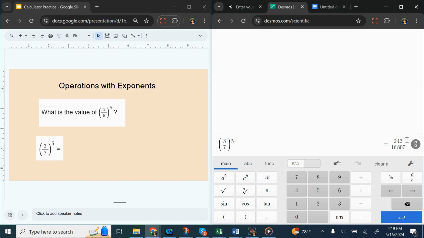Okay, so you have learned the two key buttons that you'll need in order to solve problems involving exponents. You can hit this button here, that's a raised to 2, anytime your exponent is 2. Or you can hit this button here that says a raised to b, and that's when you have an exponent that's any number that's not a 2.